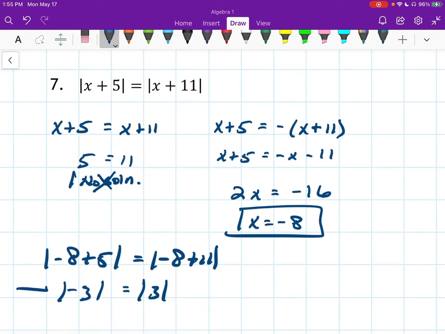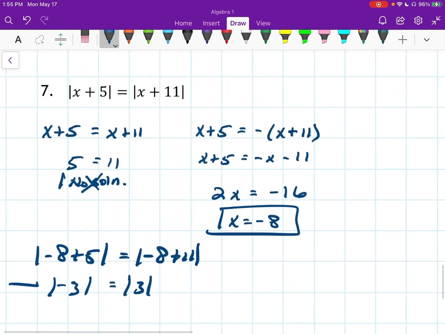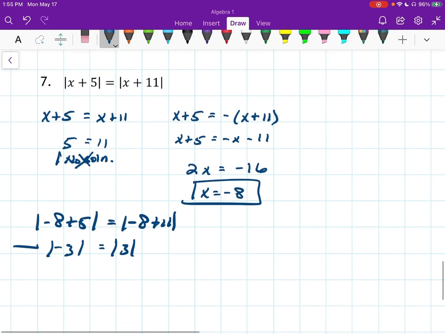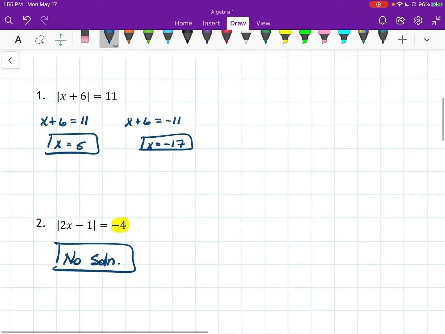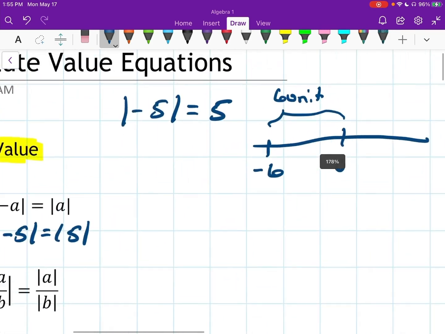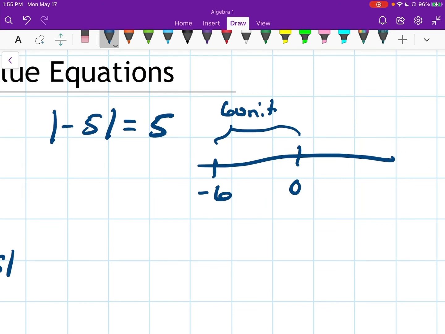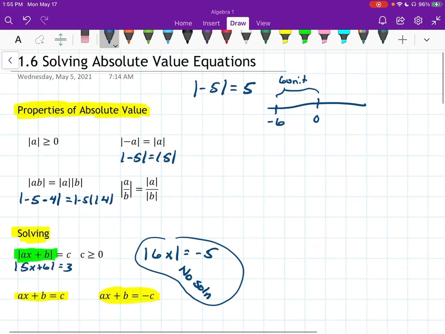All right, that is absolute value. Make sure that we remember the idea. Make sure you remember the general idea that absolute value is a distance, right? You think of that as a distance, and that helps me think about it. So hopefully it helps you as well. All right, that is 1.6.